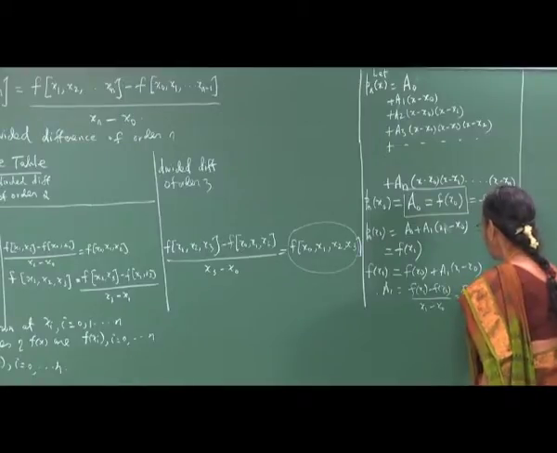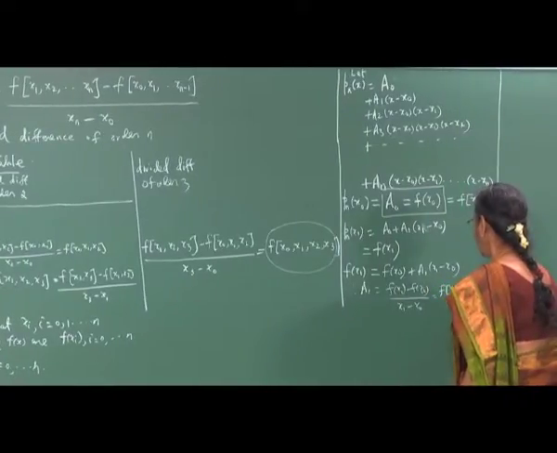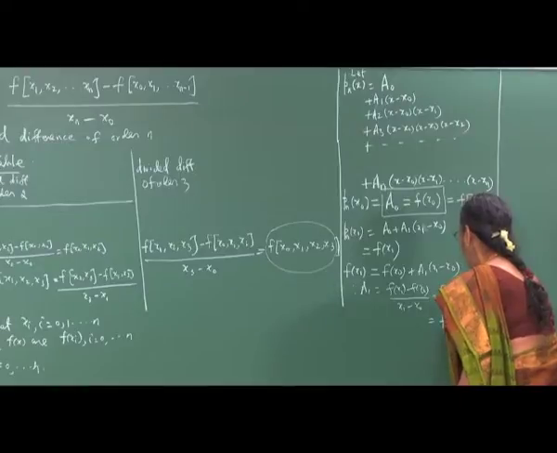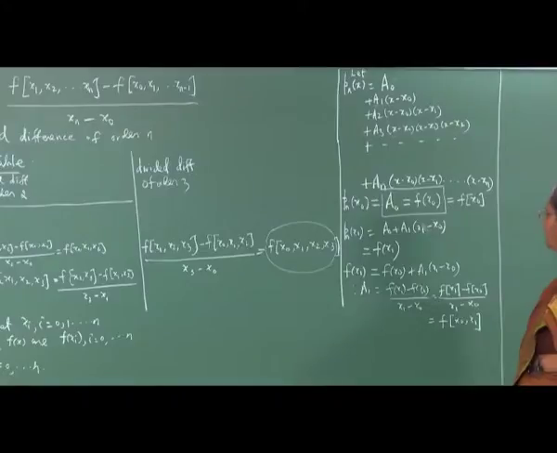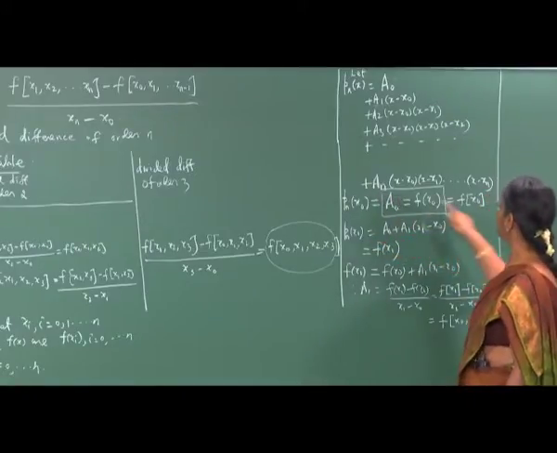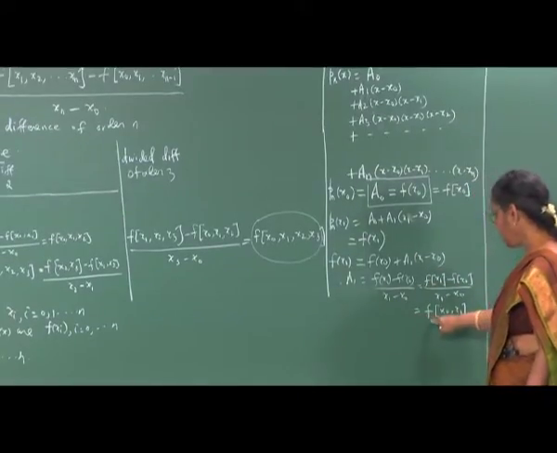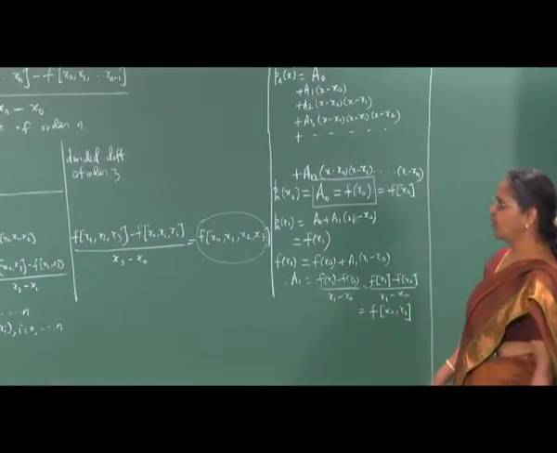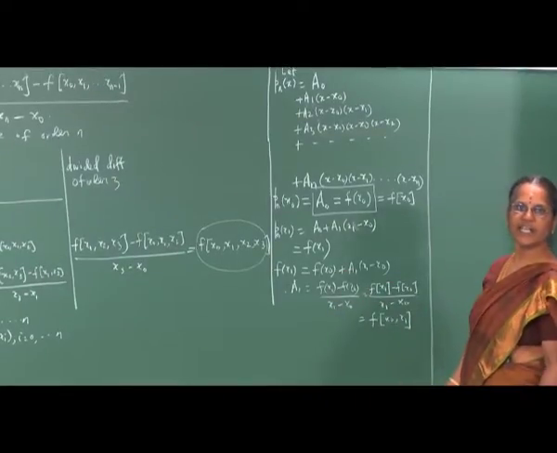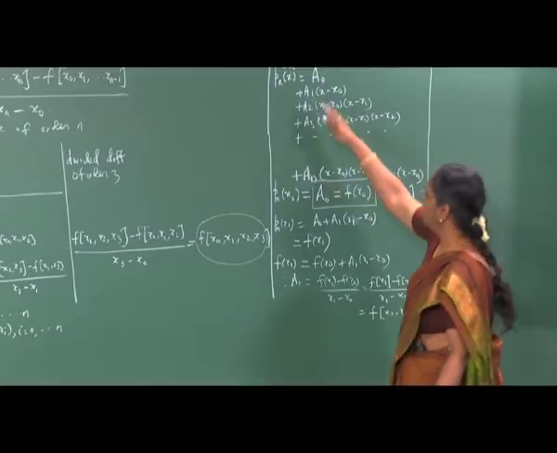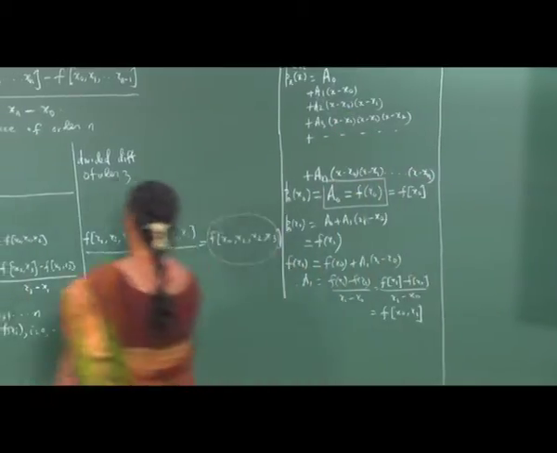But that is nothing but the 0th order difference f of x1 minus the 0th order difference f of x naught by x1 minus x naught, and this is by definition the first order difference f of x naught x1. So, we saw that a naught is the 0th order difference f of x naught, a1 is the first order difference f of x naught x1. Let us work out the coefficient a2 and then we can generalize and write down what an is in this polynomial.